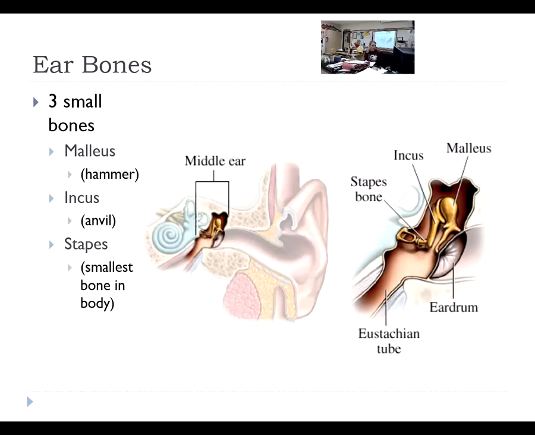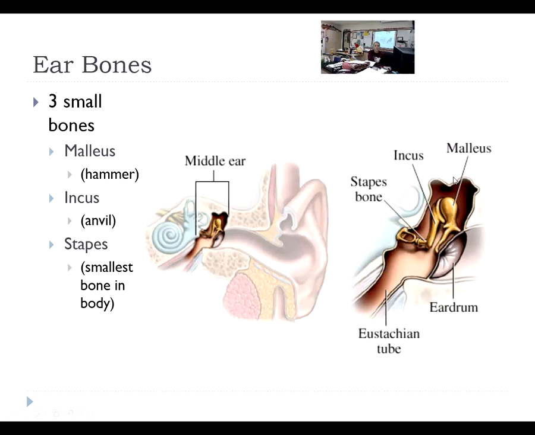So it picks up vibrations from the eardrum, sends messages to the incus, and then to the stapes, which goes into our cochlea. These little hairs inside our cochlea vibrate, and those little hairs are all connected to nerves that send messages to our brain so that we can hear sound. It's crazy. These bones really have to function correctly for us to be able to hear.